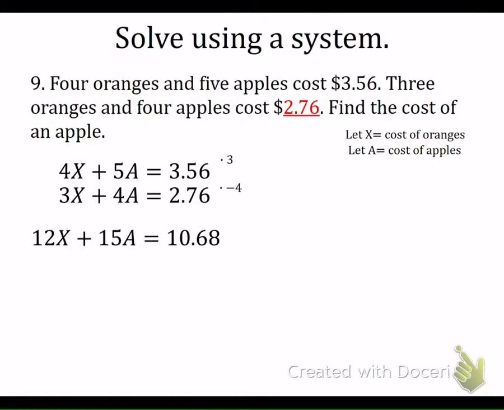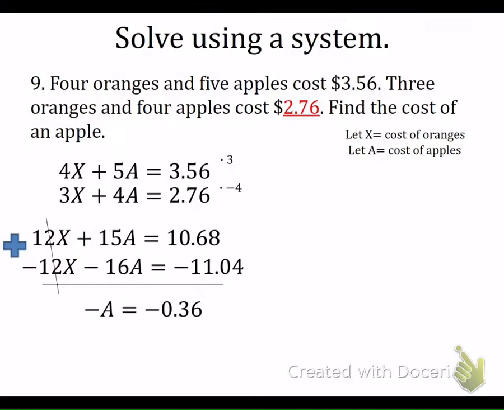Okay? So I get 12x plus 15a equals 1068. Again, take my word for it. We don't have time for the calculators right now. On your homework, I know you'll type it in. Bottom, -12x minus 16a equals -$11.04. When I add those, the x's are gone. I'll get -1a equals -0.36. So an apple costs 36 cents.